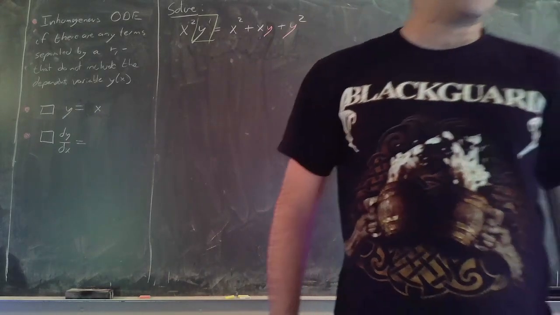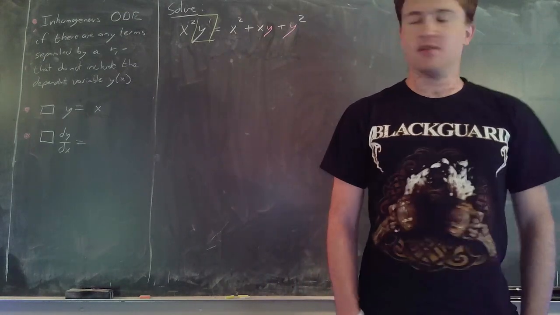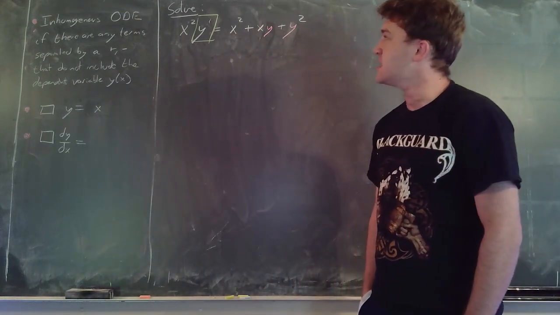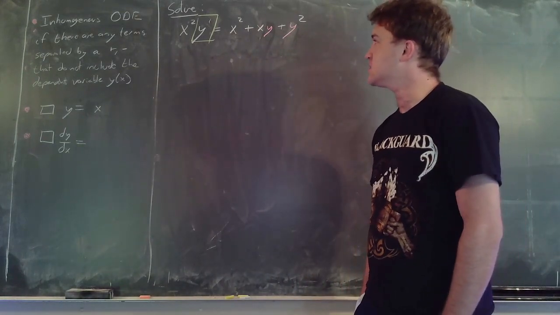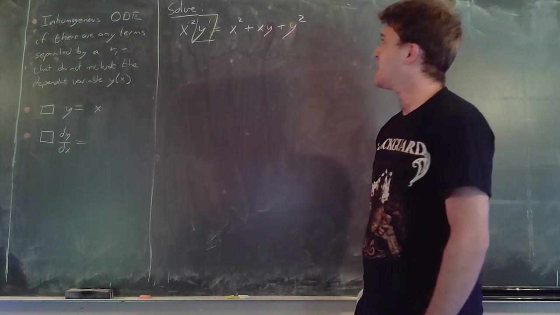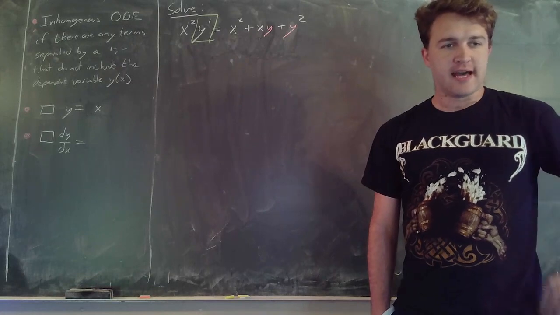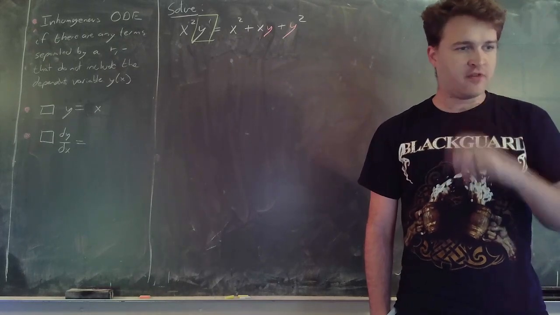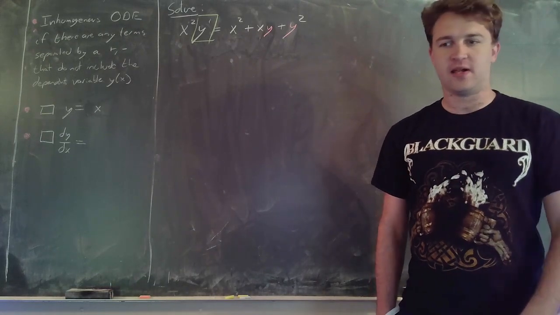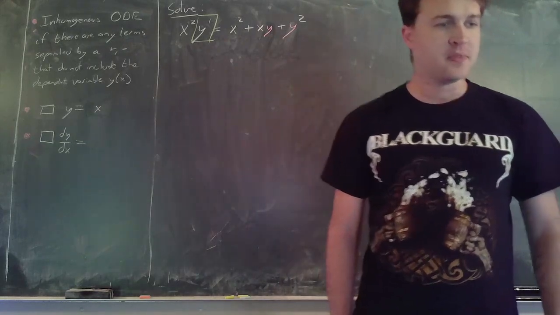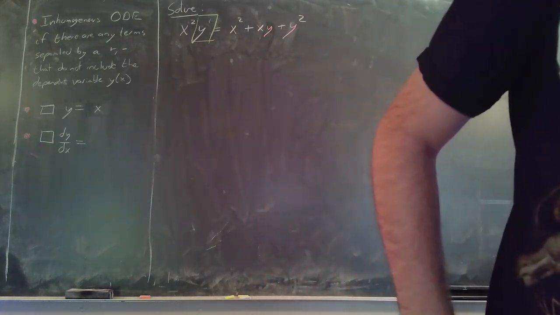So today we're going to look at solving an ordinary differential equation. We have x squared times y prime is equal to x squared plus x times y plus y squared. And what we're going to look at is one of the common ways to solve differential equations of this category, as well as this type of differential equation in the way that it's classified.